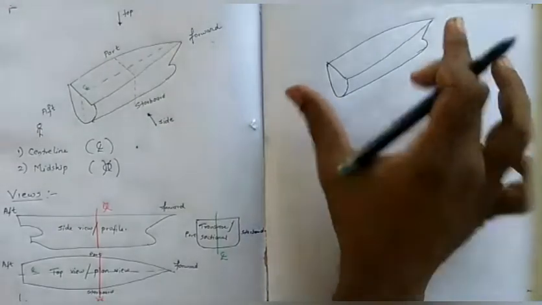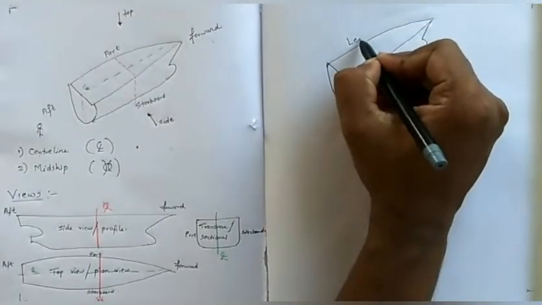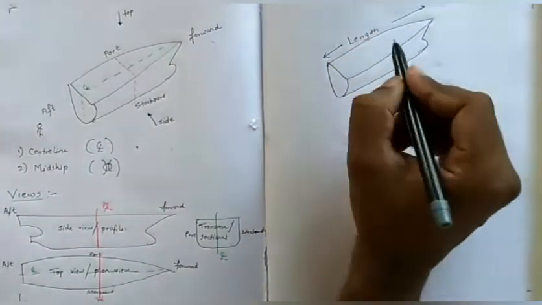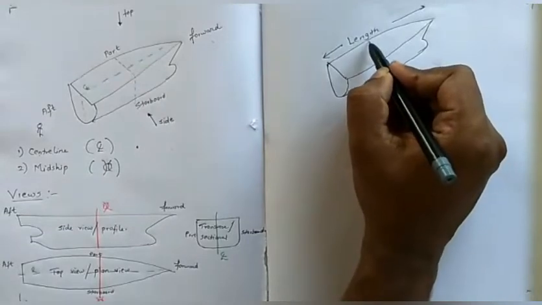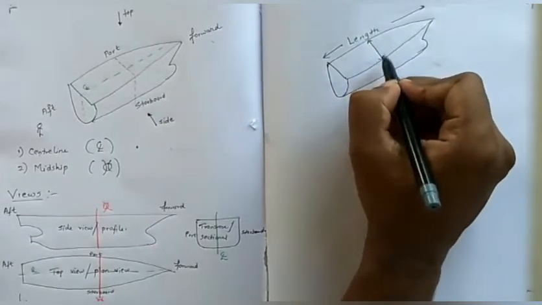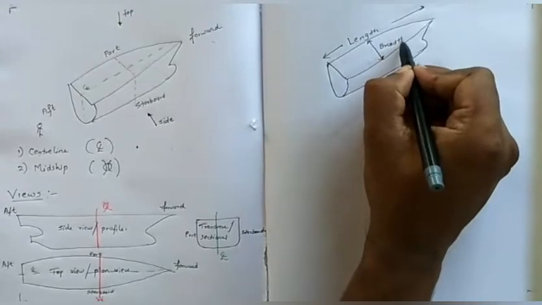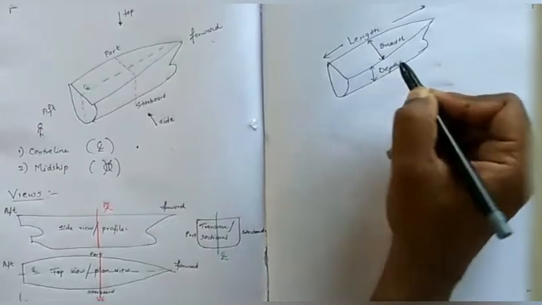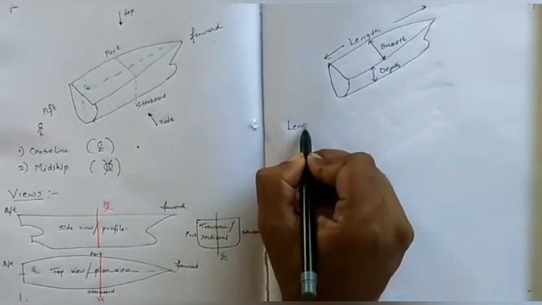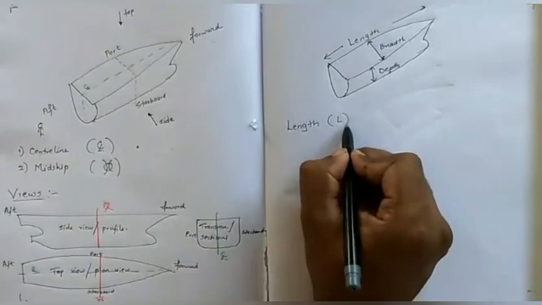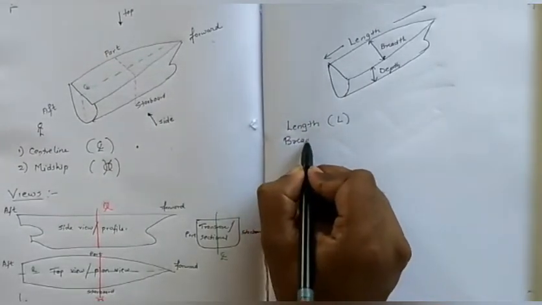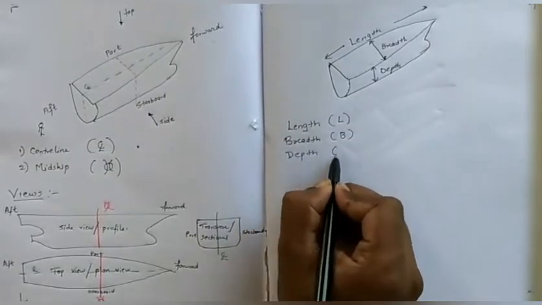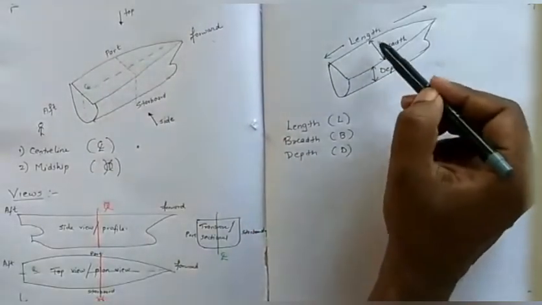The biggest dimension is called the length of my ship, L-E-N-G-T-H. The transverse direction is called the breadth of my ship, and the vertical dimension is called the depth of my ship. I'm writing it: length denoted with capital L, breadth capital B, and depth capital D. So we have the length, the breadth, and the depth.